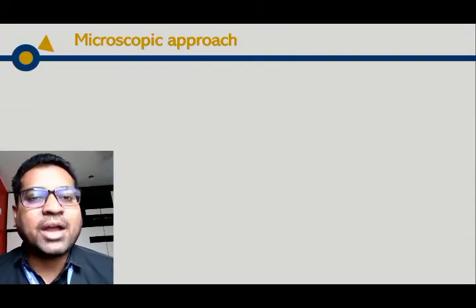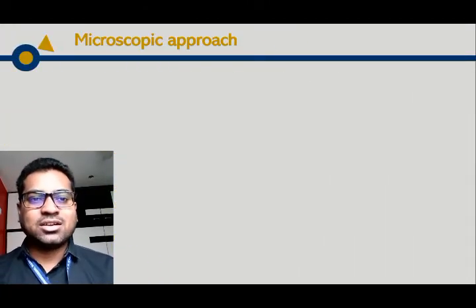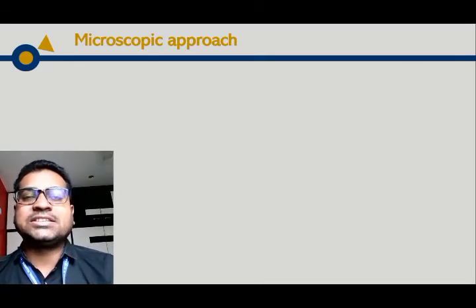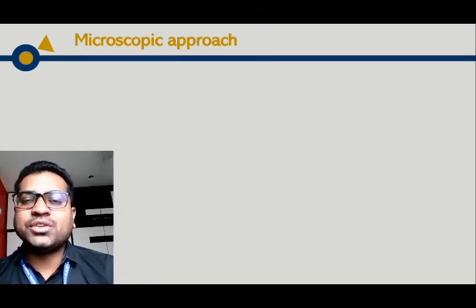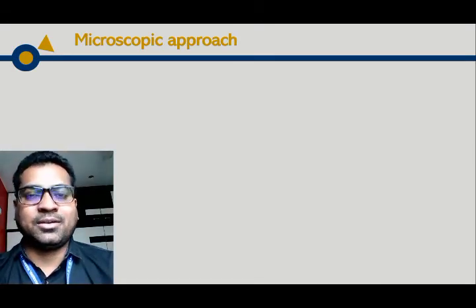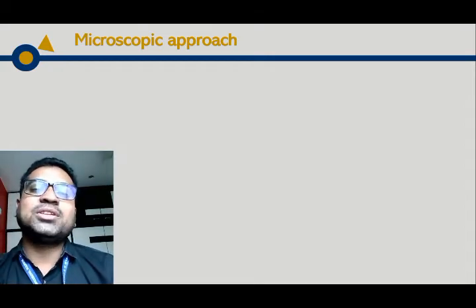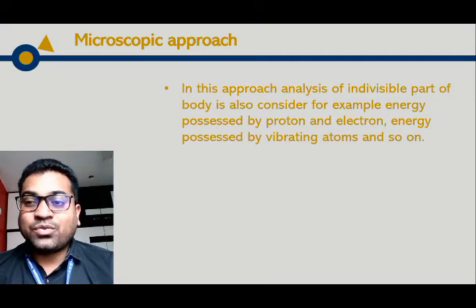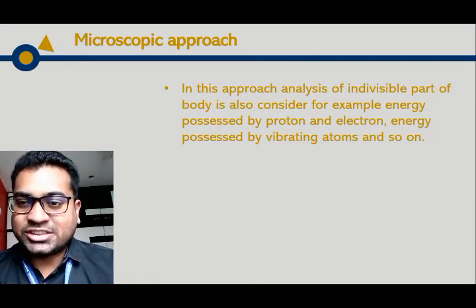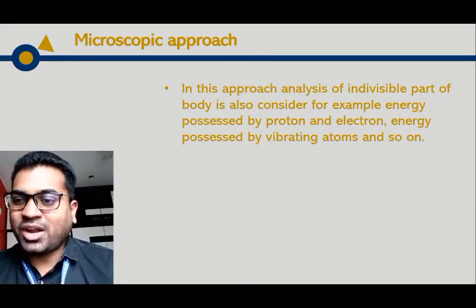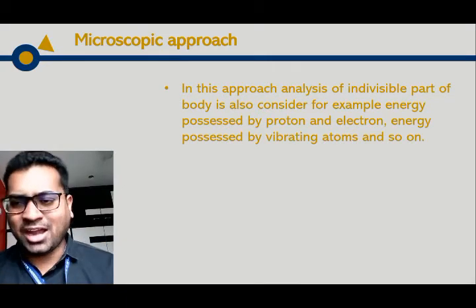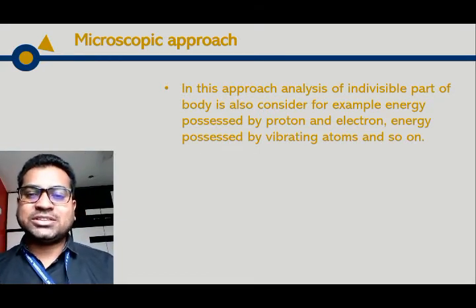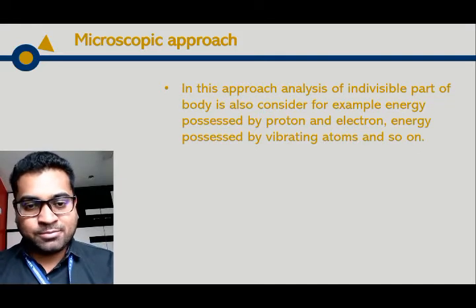Now next is the microscopic approach. Again it is different from the macroscopic approach. In the microscopic approach, we consider energy possessed by individual undivided particles of the matter, and it is an absolute approach. In this approach, analysis of individual parts of the body is also considered. For example, energy possessed by protons and electrons, energy possessed by vibrating atoms, and so on. So in this approach, we consider energy possessed by individual particles.